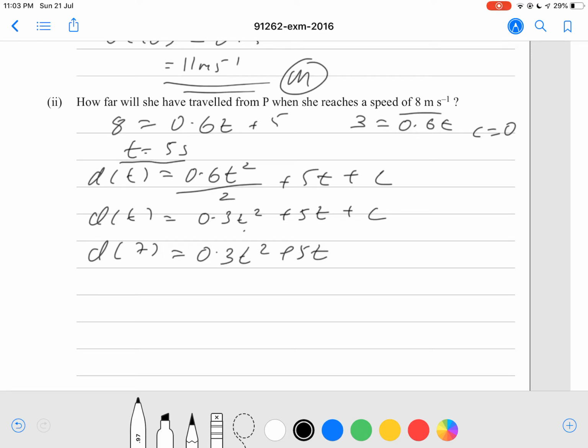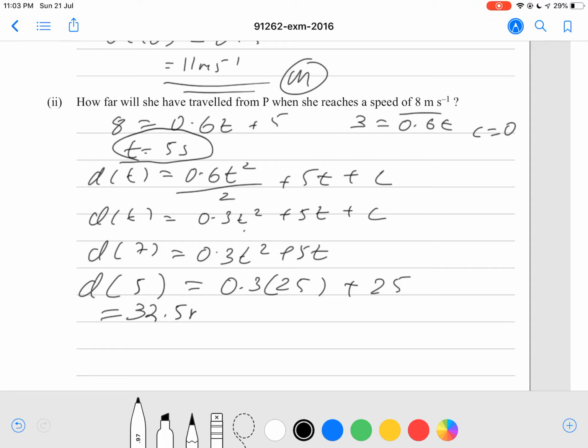And we need to find how far she has traveled in 5 seconds. So all we have to do is substitute t equals 5. And that's all we have to do. Plus 25. And that should give us our distance is 32.5 meters. And getting the correct 32.5 meters there will get you an excellence grade. Excellence question there.